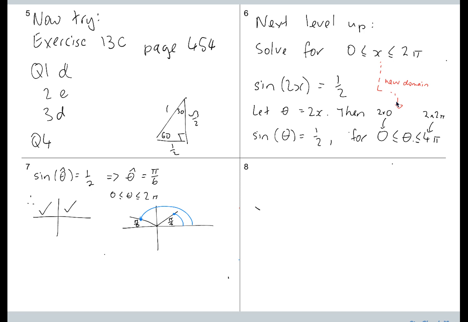I just think splitting it up into those single rotations as much as you can makes much more sense than trying to do it all in one diagram. And then after 2 pi and up to 4 pi, we're going to have the same situation again. It's going to be here and here again.